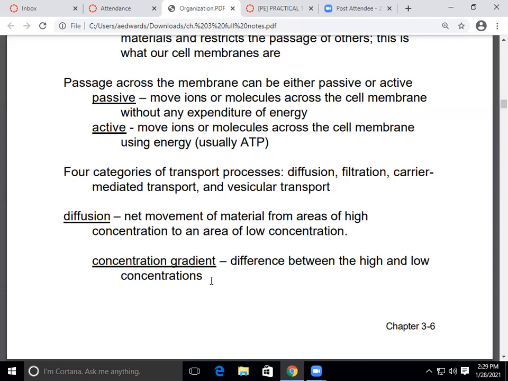All right, so what's diffusion? Well, it's moving material from an area of high concentration to an area of low concentration. So in order to understand that, you need to know what a concentration gradient is. A gradient is basically a difference. So it's the difference between that high concentration and the low concentration. If it's a big difference, there's a big gradient. Small difference, small gradient.